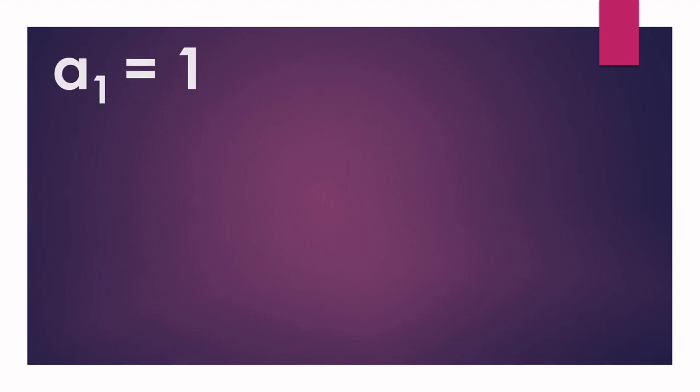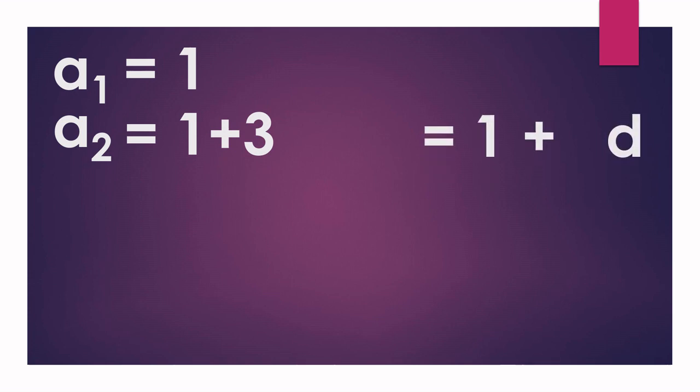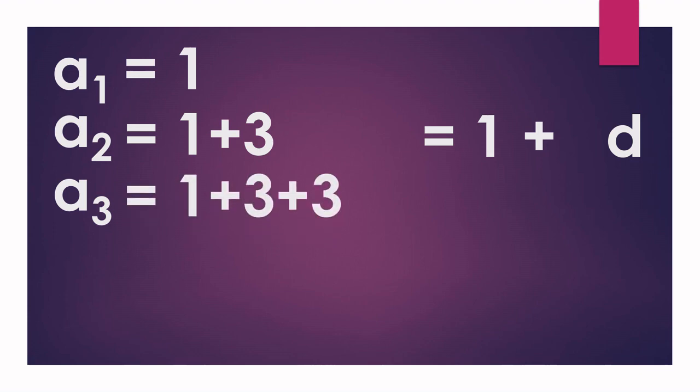The first term of the sequence is equal to 1. To get the second term, we simply add the common difference, which is 3, to the first term. So that is 1 plus 3, or 1 plus d. The third term, of course, is adding another 3 to the second term. So that will be 1 plus 3 plus 3, or we simply say 1 plus 2d.